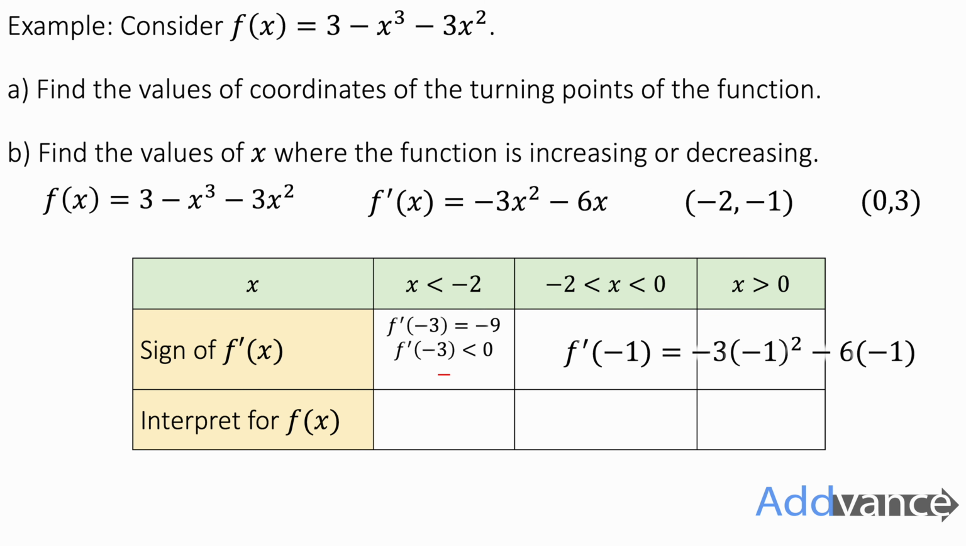Now, interesting between minus 2 and 0. So we substitute a number between minus 2 and 0. Minus 1 works perfectly. Put that into the function, and we see that here it is a positive gradient. It is increasing here.